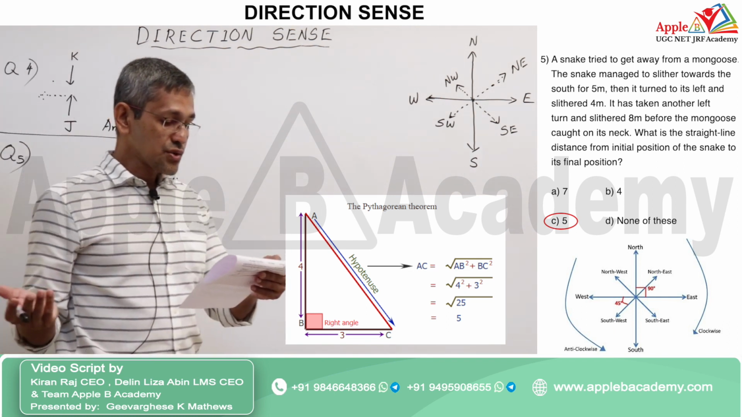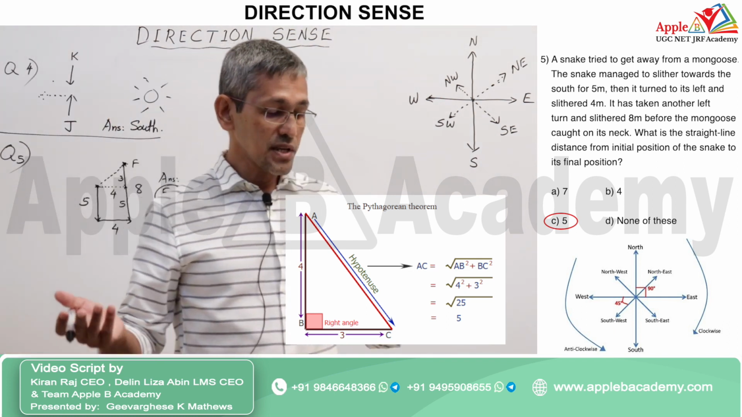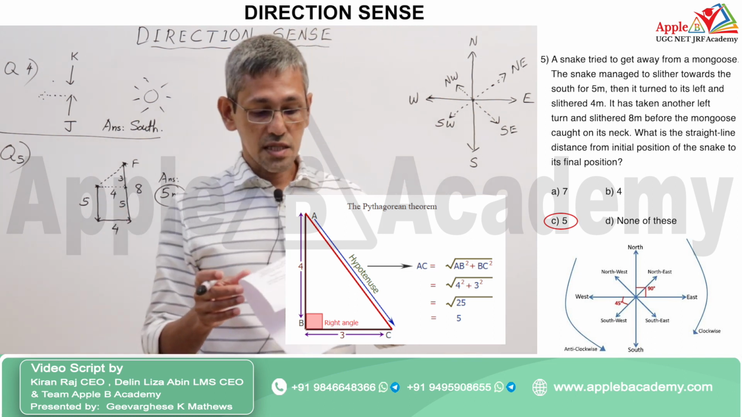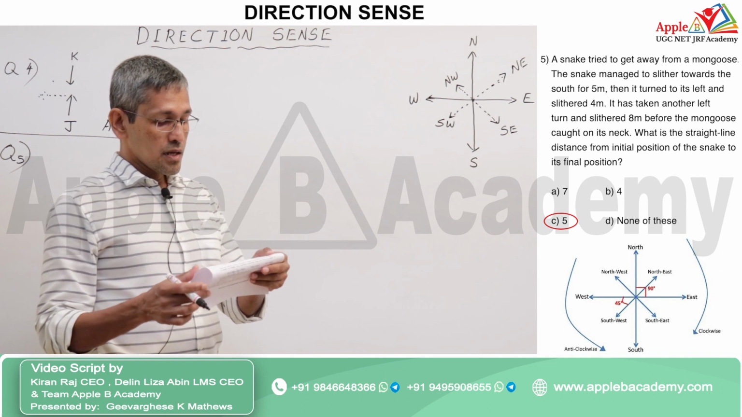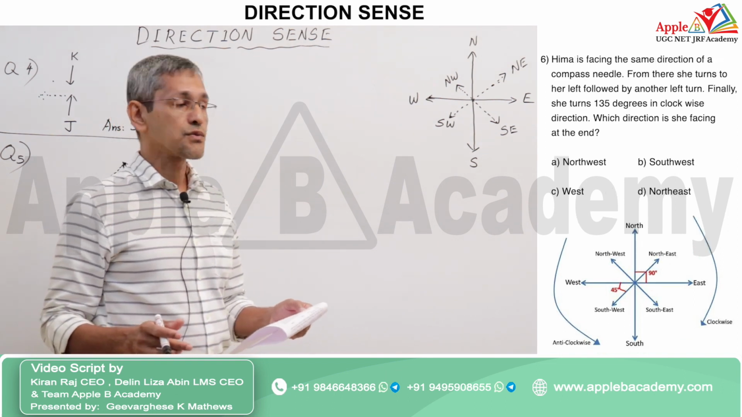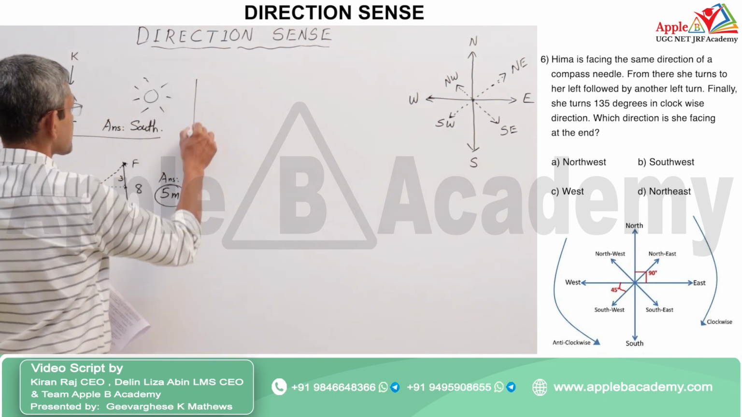And of course, the answer choices we have are 7, 4, 5, none of these. All these answer choices are given here. That's perfectly all right. Now, next one, question number 6. We'll take a look at question number 6.